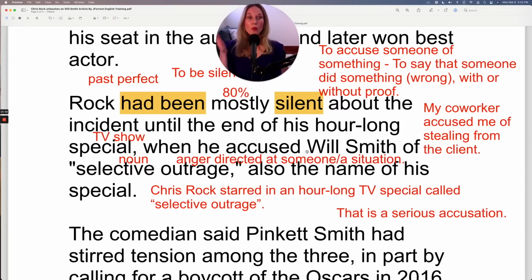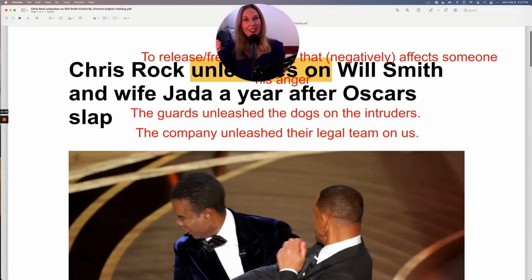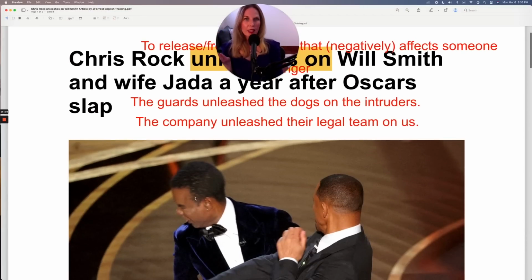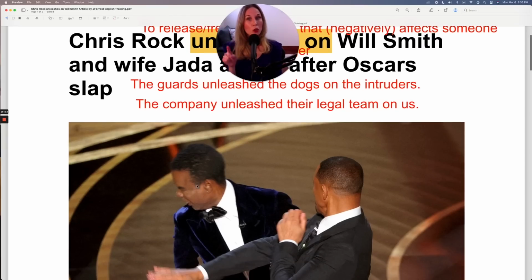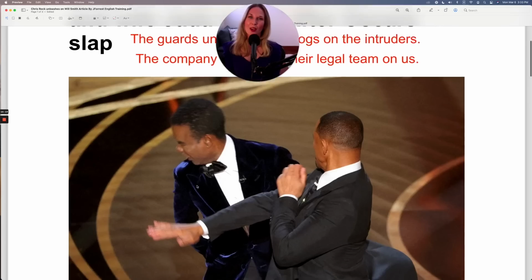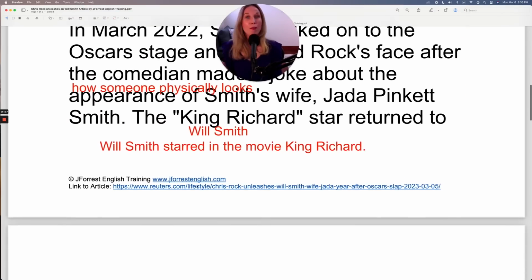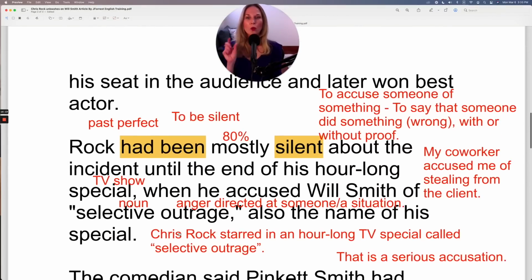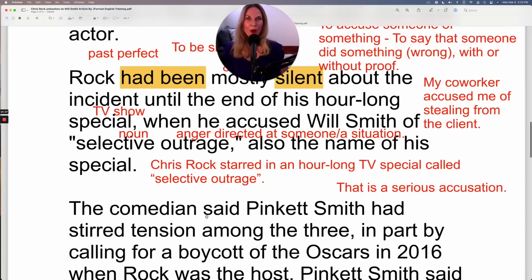So Chris Rock is saying that Will Smith had this anger. The anger was directed at Chris Rock, obviously, but Will Smith was selective. He could have been angry at other people, but he chose to be angry specifically at Chris Rock. It was selective outrage. So that's not a very common expression. The word outrage is common, but selective outrage isn't a very common expression, but now you know what it means.